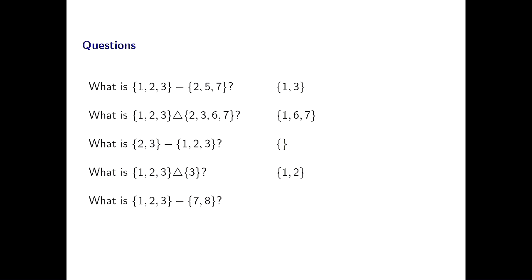Any questions about this? How about this? 1, 2, 3. Just 1, 2, 3, right? If you subtract a disjoint set from a set, you're doing nothing, right? Disjoint's a fancy way of saying they don't have any intersection, right? The two circles are completely disjoint.